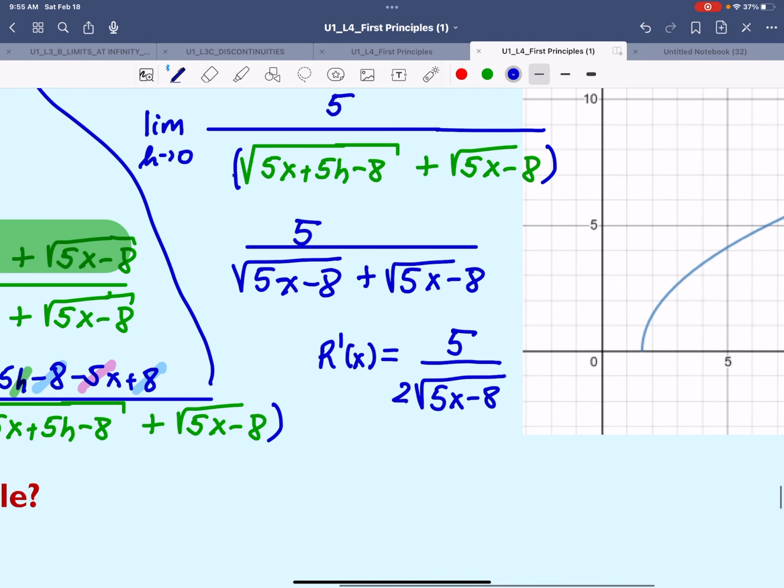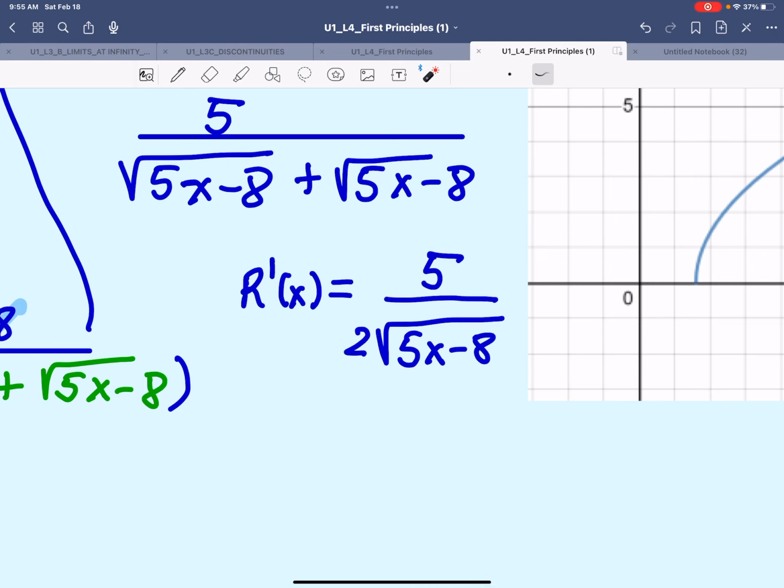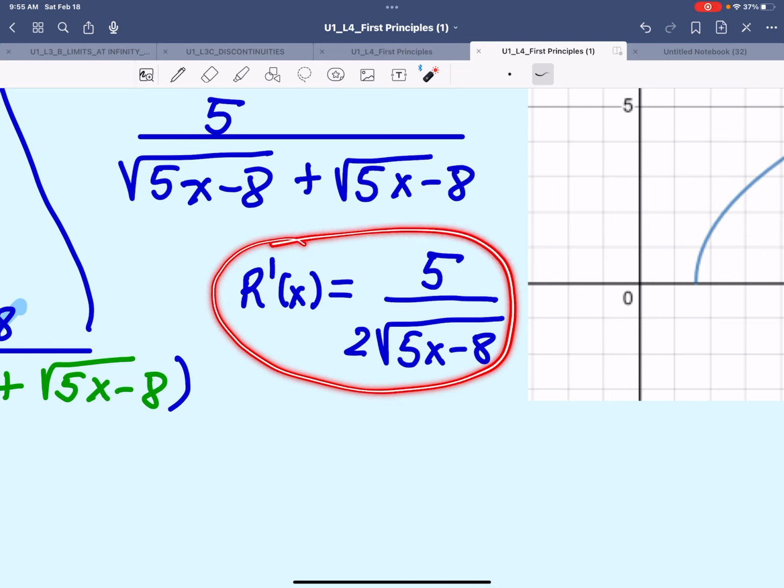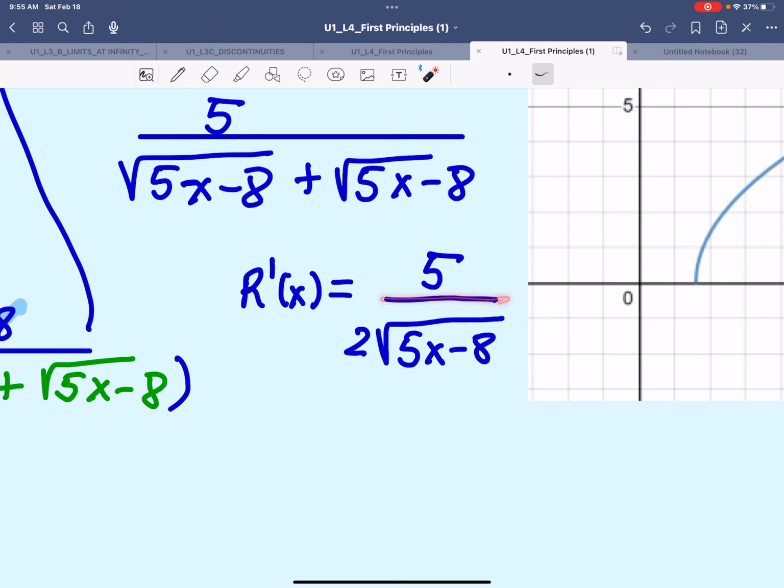Now I want us to think, algebraically speaking, where is this function, which represents, by the way, the derivative of function r, where is it undefined? So as you can see, this is a rational function and it will be most probably undefined at the restrictions if there is any. So we're going to say that the restrictions here are that 5x minus 8 cannot be 0, obviously, but also we want 5x minus 8 to be positive. So if 5x minus 8 is negative, the square root doesn't exist.